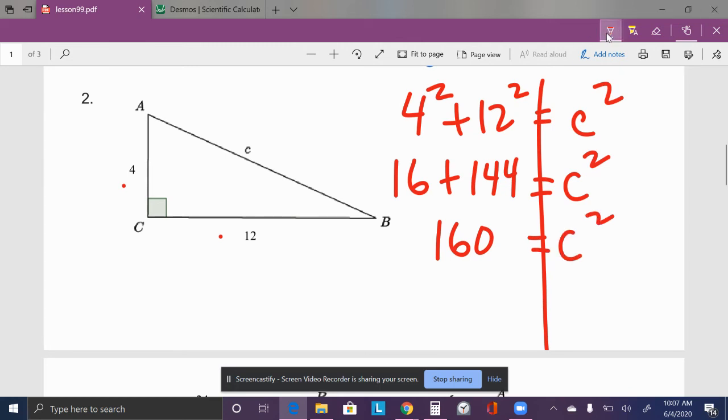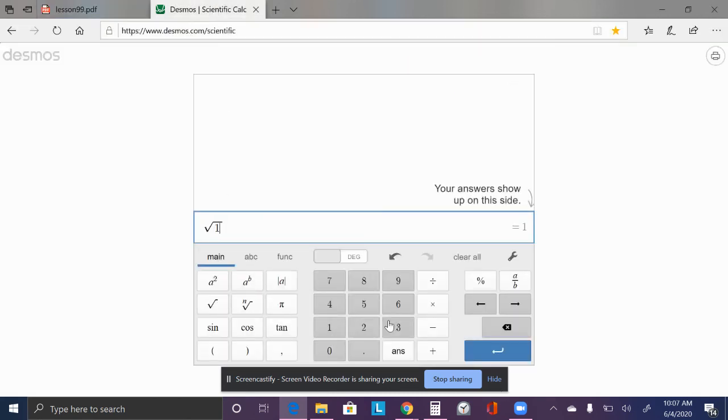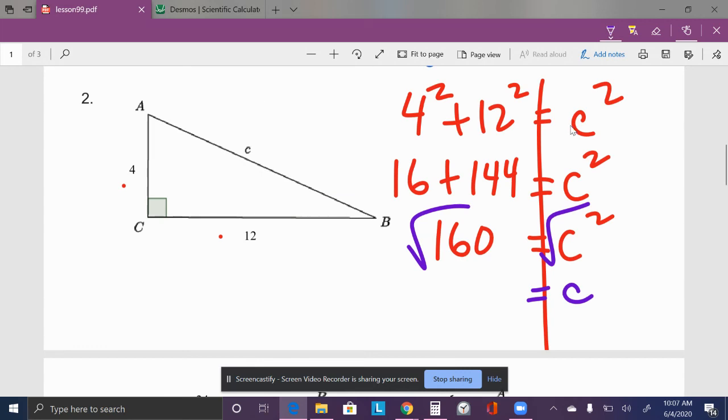Got to get rid of that square. So we find the square root of both sides. So square root of 160, that's not a perfect square. You're not going to get a nice integer answer. So let's put it in the calculator and see what we get. Square root of 160 is about 12.649. So if I round it to the nearest tenth, the 4 keeps the 6 the same. So my answer is about 12.6.